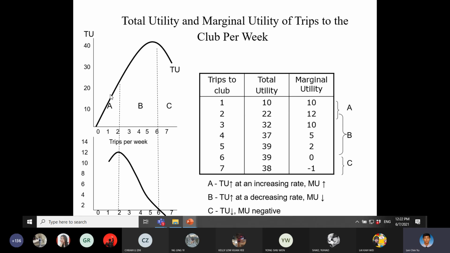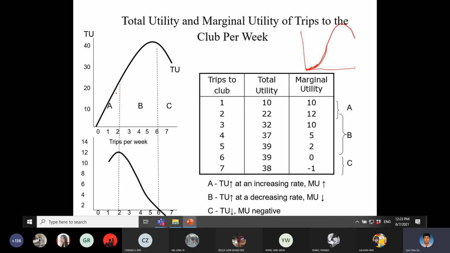So from here you can see that normally when we draw the total utility, we draw it in this way, starting from 0, because you don't consume anything, so you get 0 for your total utility. After that, increasing at an increasing rate, then it reaches the maximum like this. You can see that here, increasing at an increasing rate over here.